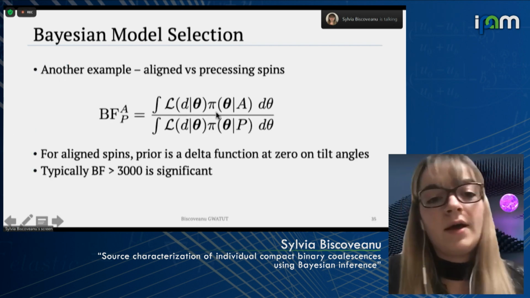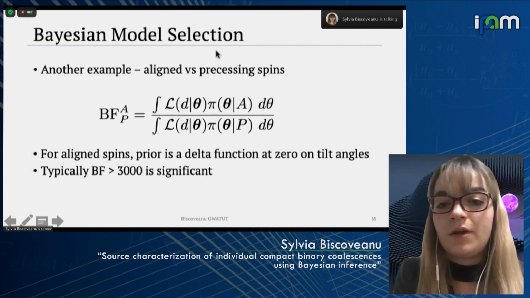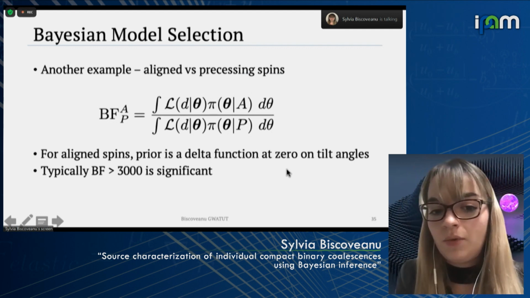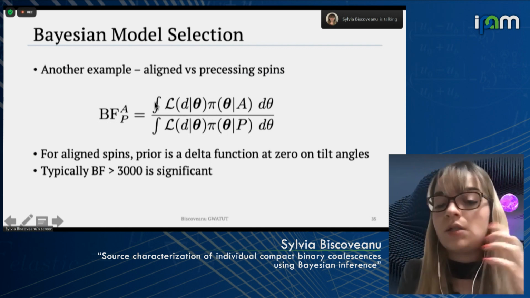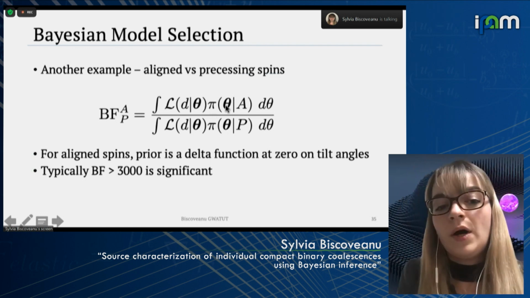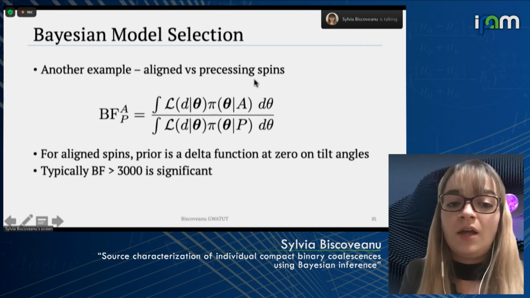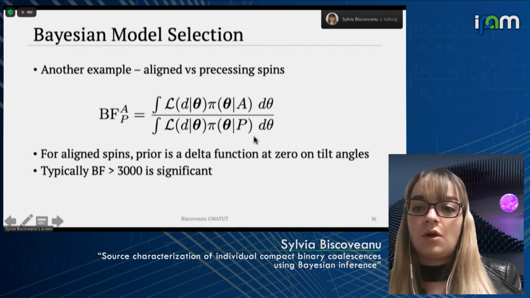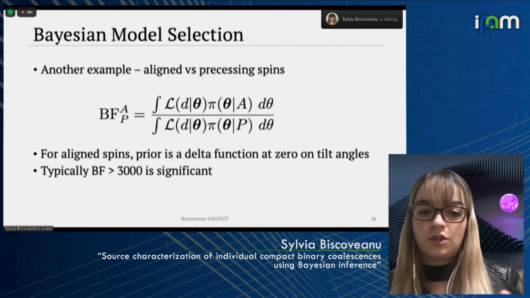And so we can look at another example here related to the waveform question, which is whether the system has aligned or precessing spins. In the previous example of the signal to noise case, what we varied to cause the evidence to change was actually the likelihood. So in one case it had a signal and in the other case it didn't. But if we want to look at the aligned versus precessing spin scenario, the likelihood is the same. It's just the priors that change. So for aligned spins, the prior on all the spin angles, the tilts and the azimuthal angles, is just going to be a delta function at 0.